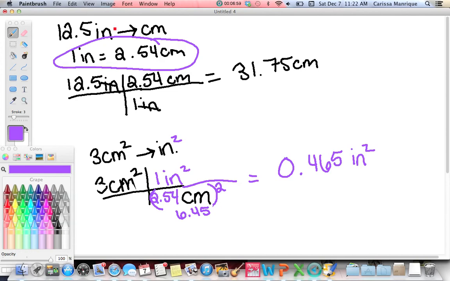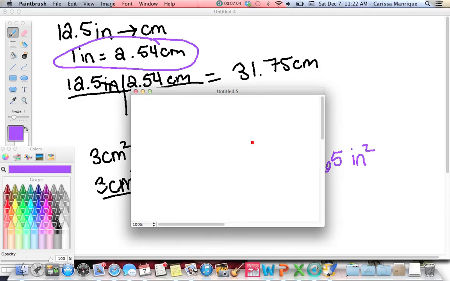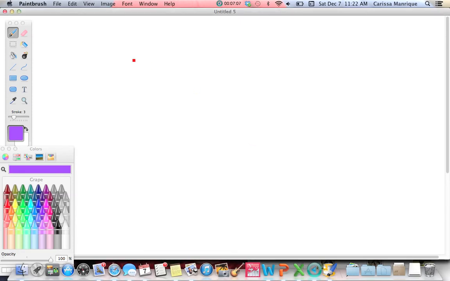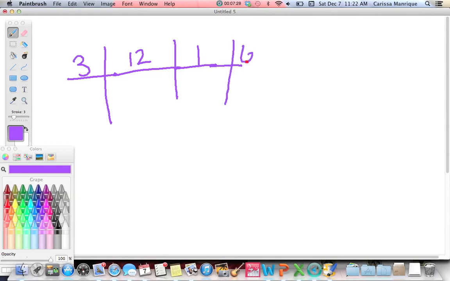Now let me pull up a new thing here. Let me show you what I'm talking about. If I have a cross section here, let's say, I'm just going to do a big one. I'm just going to put numbers in here: 3, 12, 1, and 6. Don't worry about units right now, just look at the numbers, and pretend there are units with them. Now let's say at the bottom, maybe we have a 1, a 4, and a 5.